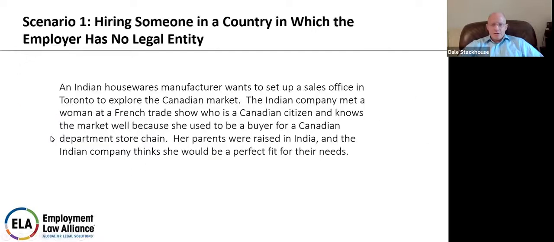In our first example, we have a client or an employer who's an Indian housewares manufacturer, and they want to set up an office in Toronto to explore the Canadian market. This Indian housewares manufacturer met a woman at a French trade show who is a Canadian citizen, and she knows the Canadian market well because she used to be a buyer for a Canadian department store chain. Her parents were raised in India, and the Indian company thinks she would be a perfect fit for their needs. She knows the housewares market. She's already in Canada, so they don't need to get her a Canadian visa. And she has a sense of what Canadian customers, including Indians living in Canada, would be interested in.